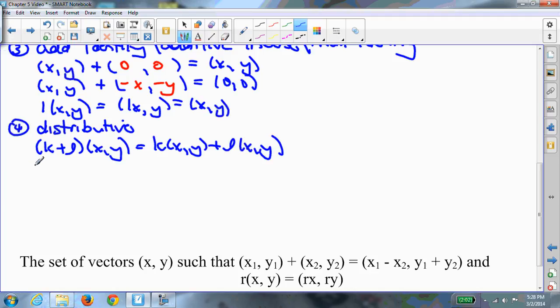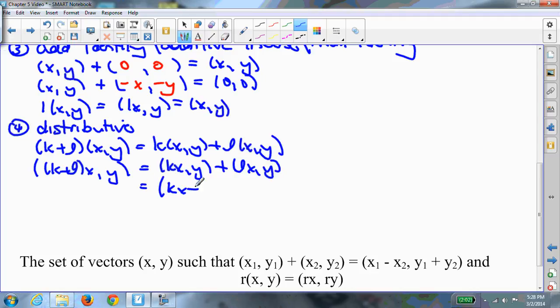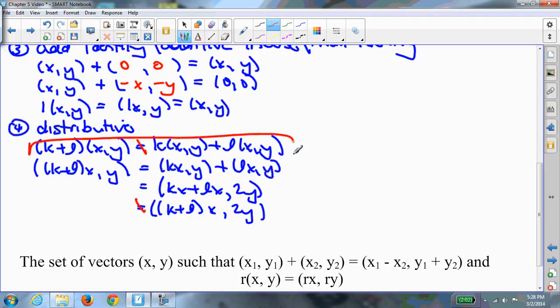So if I use my definition of scalar multiplication, the left side is going to equal (k plus l)x comma y. The right-hand side is going to equal kx comma y plus lx comma y. Adding these together, I get (kx plus lx) comma 2y. If I factor out the x, I get (k plus l)x comma 2y. But notice these two are actually not equal, and so this distributive property does not hold.